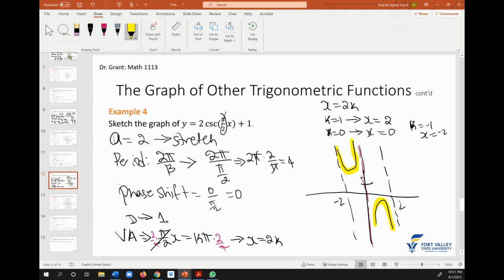The most important thing is to know how to identify your stretch, period, phase shift, and vertical asymptote. Of course, also whether the graph is shifted up or down vertically.